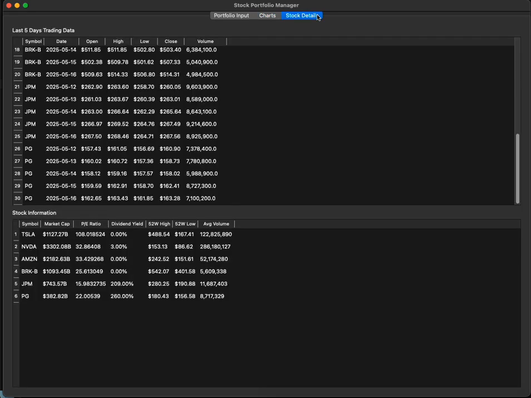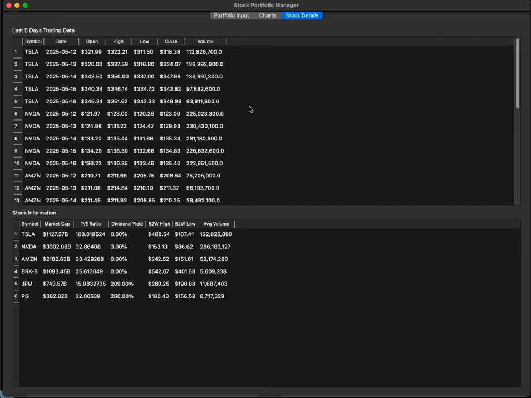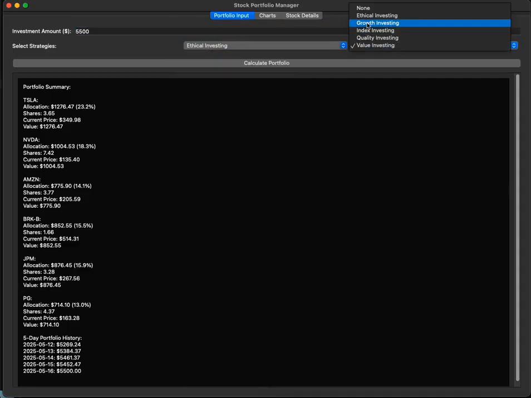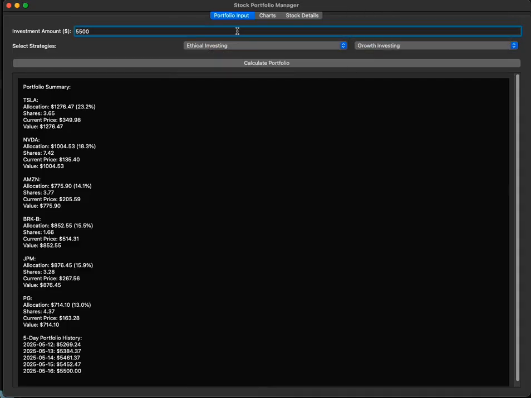The app correctly tracked stock fundamentals like dividend yield, for example JPM at 2.22%, and produced a very realistic market behavior trend. Test case 3: Ethical plus growth investing, $7,000. A mid-size investment using the same strategies as case 1.